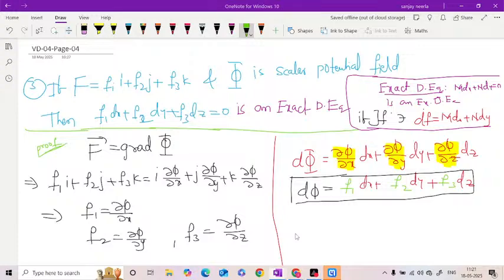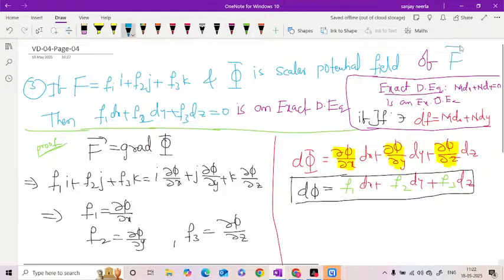Now what is the third property here? If f is some vector point function and pi is the scalar potential of this f, then definitely f1 dx plus f2 dy plus f3 dz must be which type of differential equation? Tell me quickly.